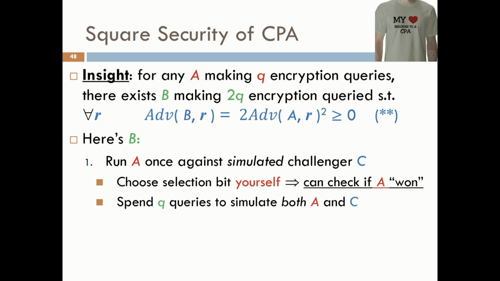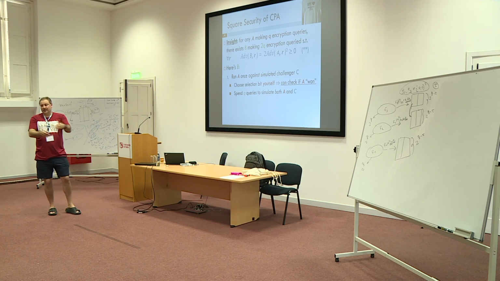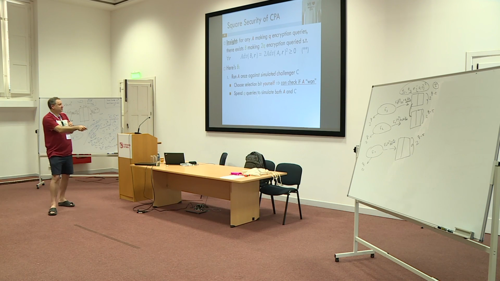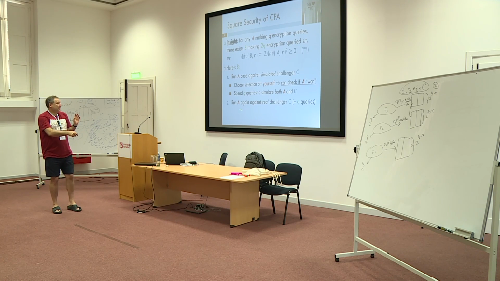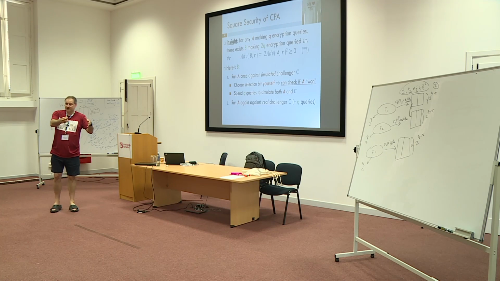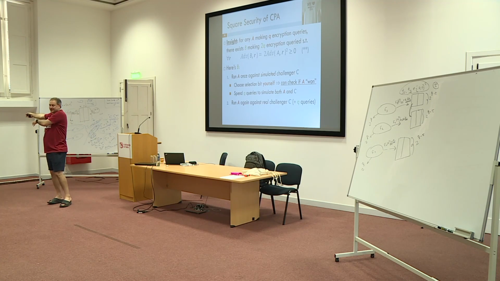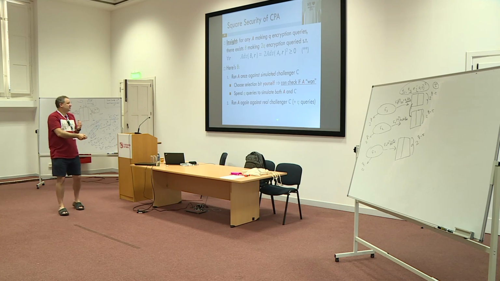Obviously, to simulate the attacker, I need to ask my challenger, so I spend this budget of Q. This budget of Q also includes the challenge query, so that's why it was Q minus 1 and 1. Now I run A for real, against my own challenger. So when the attacker gets the encryption of M0 or M1, I'll ask my own challenger, and then the attacker will give me the bit B.